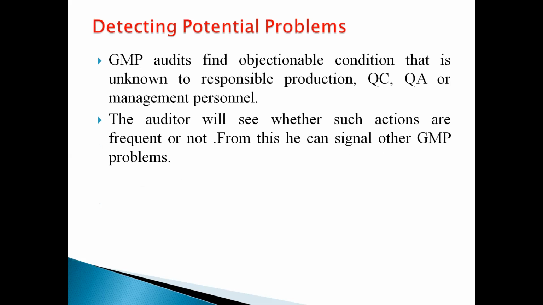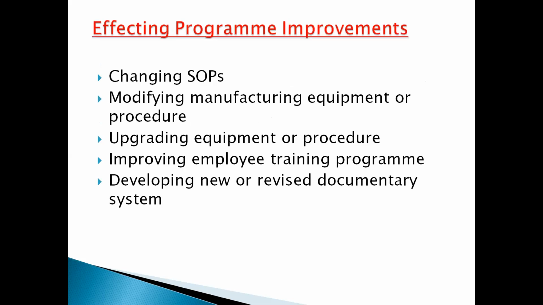Then, detecting the potential problems. GMP audits find the objectionable conditions that are unknown to responsible production and QC/QA management personnel. The auditors will see whether such actions are frequent or not. From this, they can signal other GMP problems. Okay, that's most important.